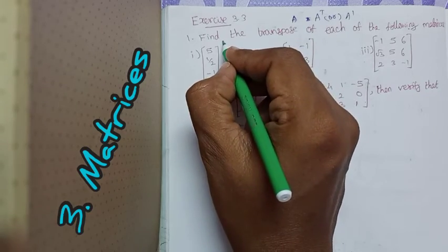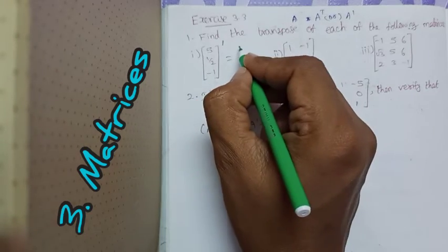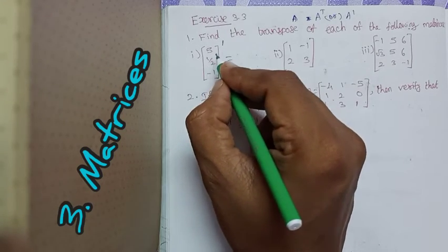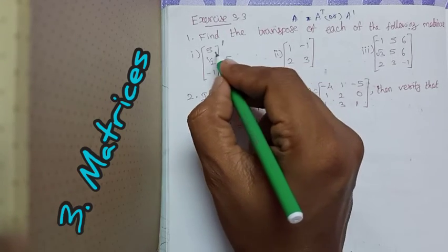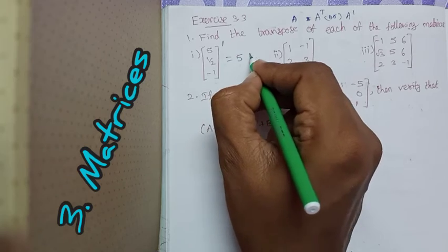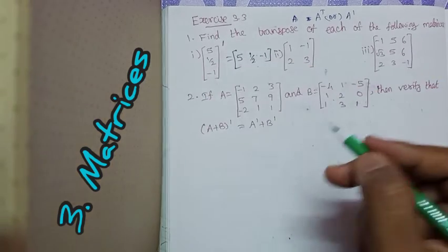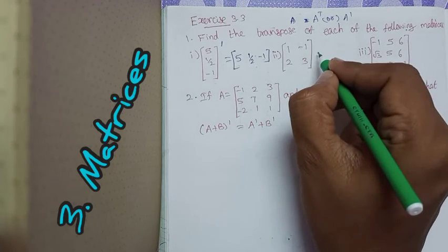So the notation is A transpose, which is equal to, we have three rows, so three rows interchanging into columns. So that is 5, 1 by 2 minus 1. So this is the transpose of the matrix. We move on to the next sum.